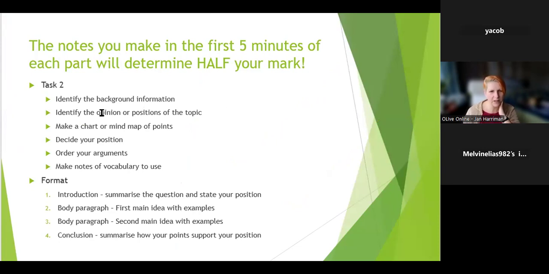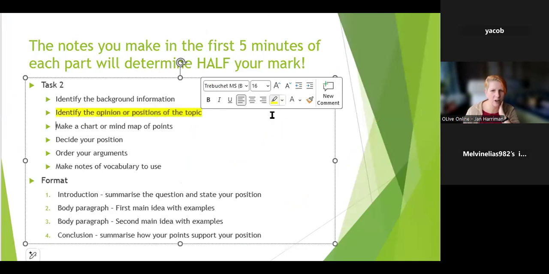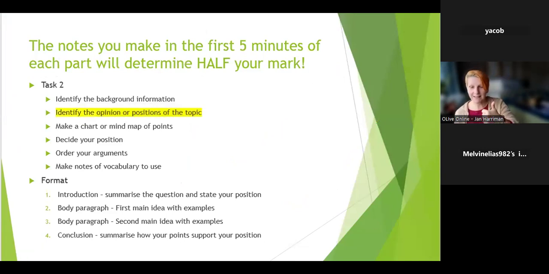Figure out the background information, identify the position and opinions of the topic. So remember those value words: best, necessary. What are those words that guide you to the main meaning of that question? Okay. And then make sure you get the format right. Make sure that your position is stated in the introduction and you've got those body paragraphs.